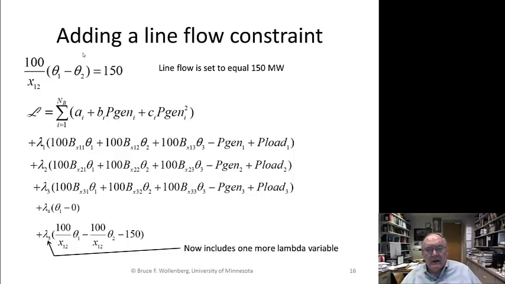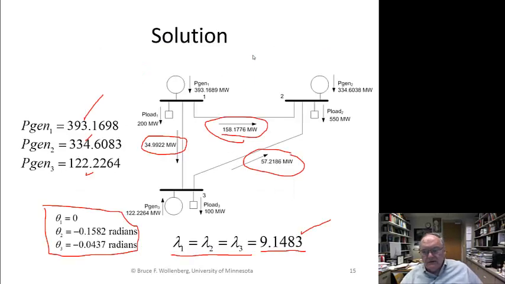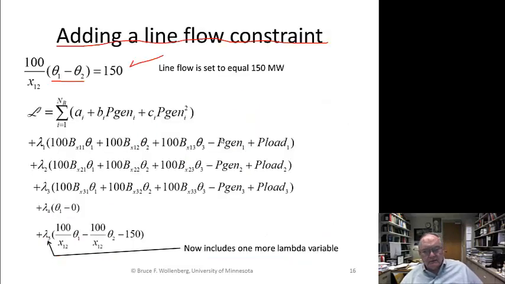I'm going to now add a line flow constraint. Here it is. I'm going to say that the flow from 1 to 2 should be limited to 150. So that's this line here, and I don't like 158. Can I limit that flow to 150? So there's the linear power flow equation. Once more, the 100 is because this is in per unit, so I have to multiply the equation by 100. These are radians. This is megawatts here.